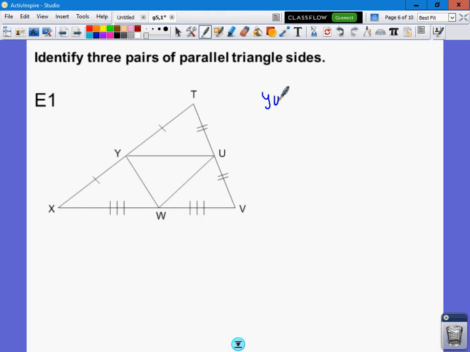So, what would YU be parallel to in this figure? XV. Does it matter if you say EX? No. The order of these two does not matter. UY or YU is the same segment. Okay? UW parallel to XT, and YW parallel to TV.